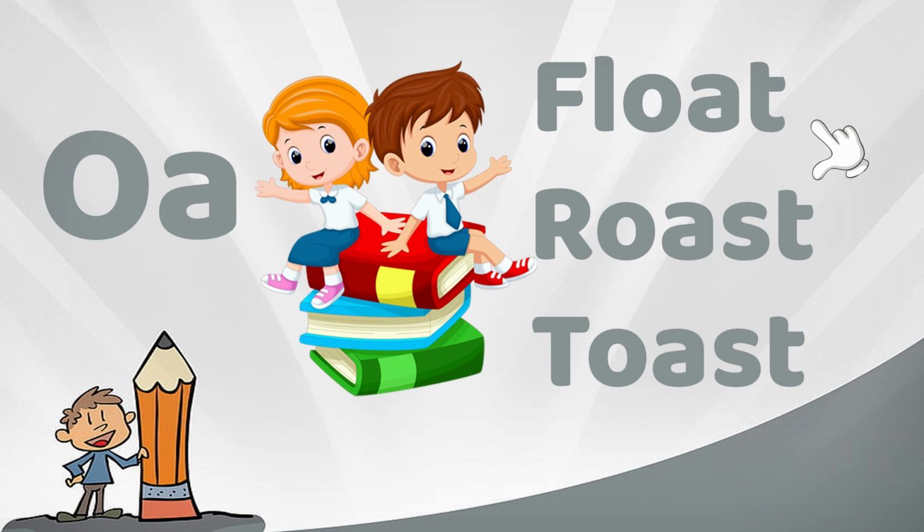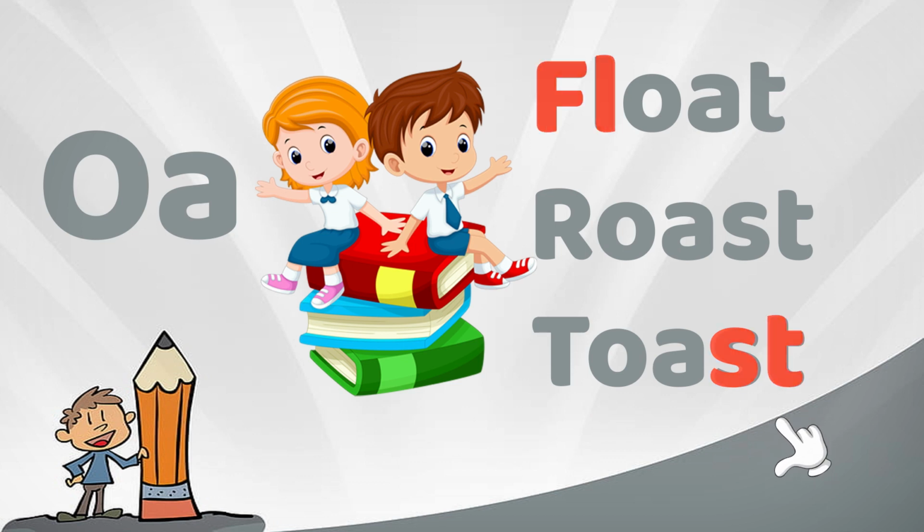Here the blend is F and L, fl. When we say the word flag, we use the same blend. When we use the word flower, we use the same blend. Similarly, here the blend is ST, st. When we are talking about stamp, stuff, stove, stove. So ST and FL are the blends that we are using here.